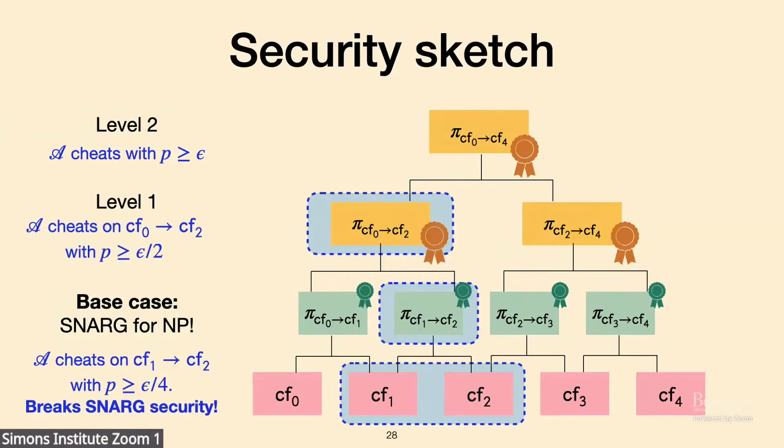Yeah. So if you have short witnesses at each step, then you can just use a trivial snark at the base? Yes, I'll say that on the next slide.